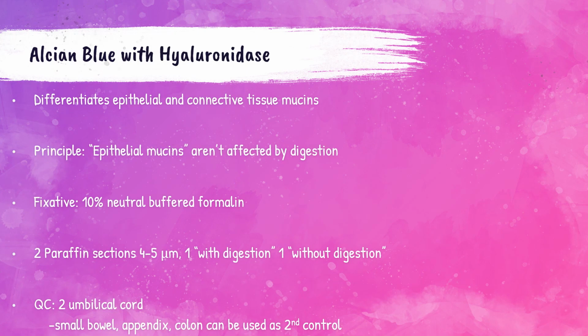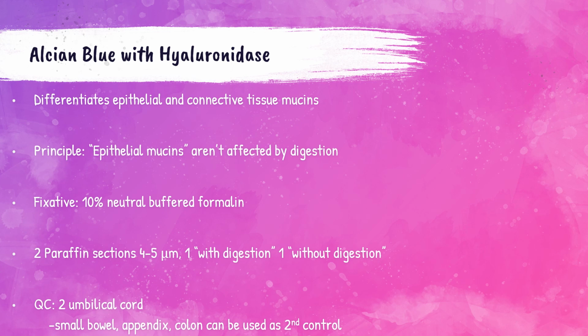Alcian blue with hyaluronidase is used to differentiate between epithelial and connective tissue mucins. We've already discussed the principle and methods of the Alcian blue stain, so I'm not going to repeat them here. So now with the Alcian blue with the hyaluronidase, this uses this enzyme to digest connective tissue mucin and leave the epithelial mucins untouched. Tissues should be fixed in 10% neutral buffered formalin for this stain.